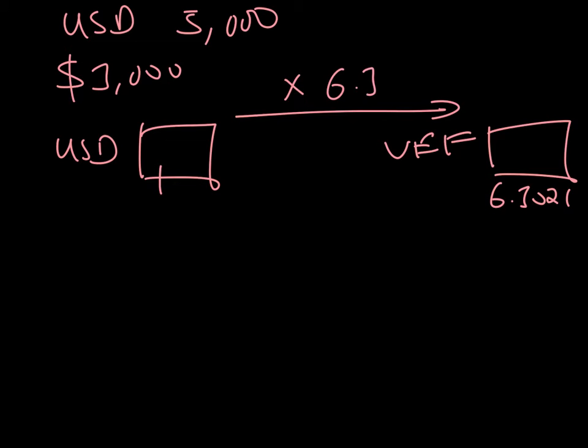So we can see that to get from US dollars to the bolivars, we need to multiply by 6.3021. And similarly, if we wanted to convert from bolivars back to dollars, we would correspondingly need to divide by 6.3021. So I find these function machines quite useful for currency conversions.